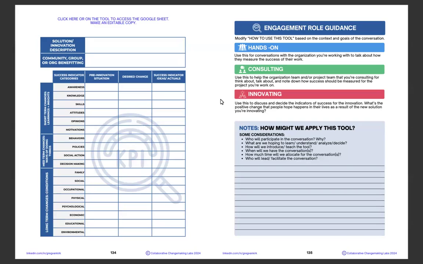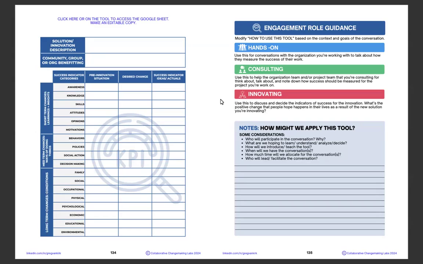Okay. Having said that, what you could also do is start with the long-term change. You know where you want to get to, right? So someone educationally, for example, your pre-innovation situation is that they did not have education opportunities, right? And then the desired change is you want them to be able to go to high school and university, right? And so the success indicators are that they were admitted and they graduated or something, right? Then you can work your way backwards and say, okay, what are the other things that needed to happen along the way to make all of this possible?